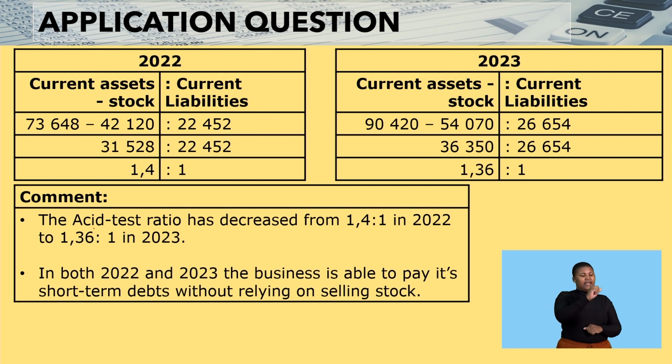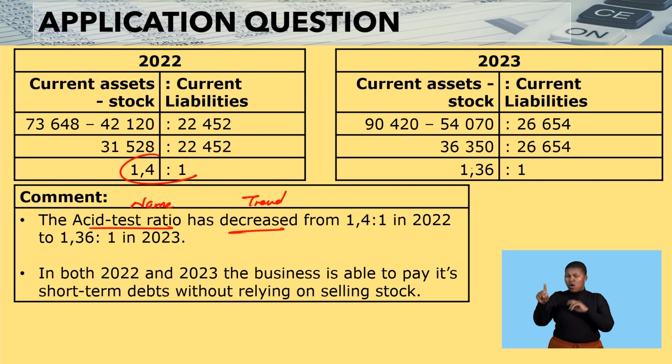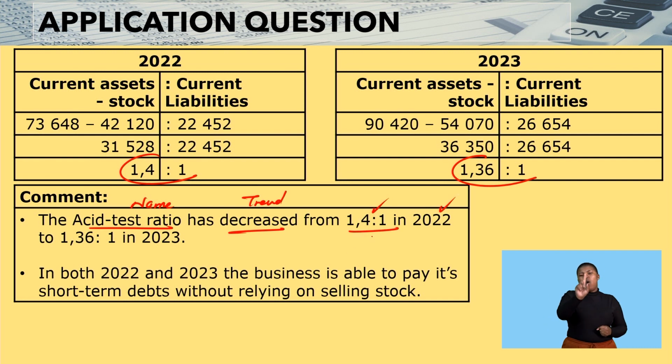I'll say the asset test ratio, this becomes the name, has decreased. This becomes the trend. You can see it has decreased. It was 1.4:1, now it's 1.36:1. It has decreased from 1.4:1 in 2022 to 1.36:1 in 2023. So these are my figures. In this case, I have commented, I have my name, I have the trend as well as the figures.